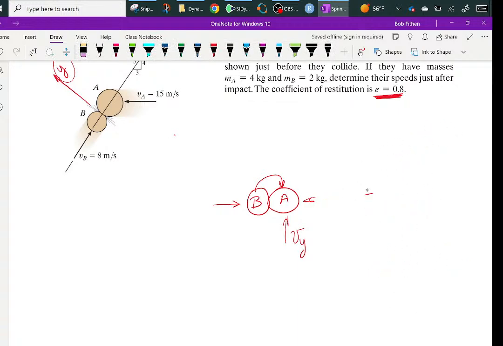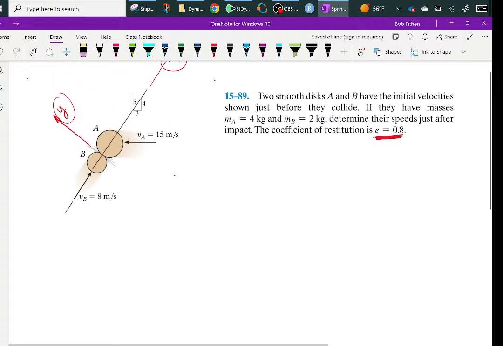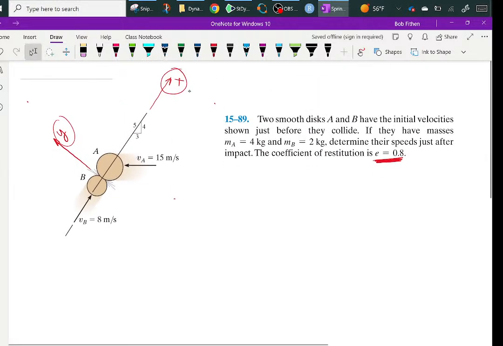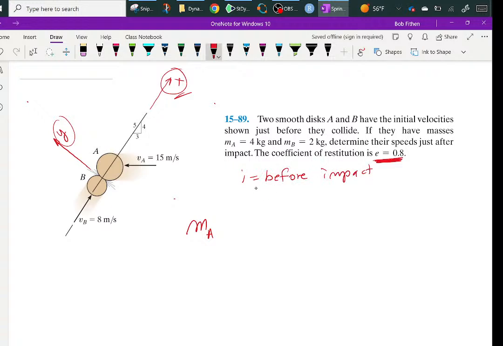I guess I could have just selected all these. So now I'm going to go along the line of impact. And what I'll do is mA, and I'll say AI is before impact, and F is after impact.